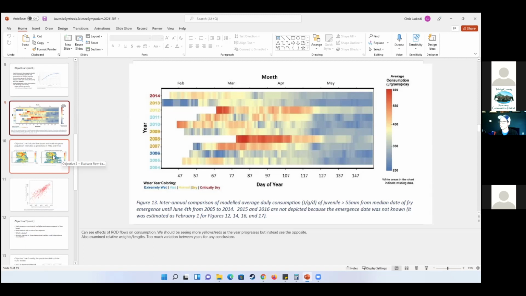So, right, but this is consumption. So this is, oh yeah, this is consumption, sorry. So that's how much these juveniles are consuming based on like the size, I guess, right? So you're saying the fish is this size, so it must have consumed this much based on the temperature profile. Yeah, sorry. No, that's fine.